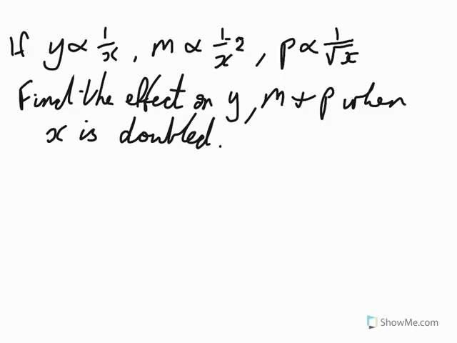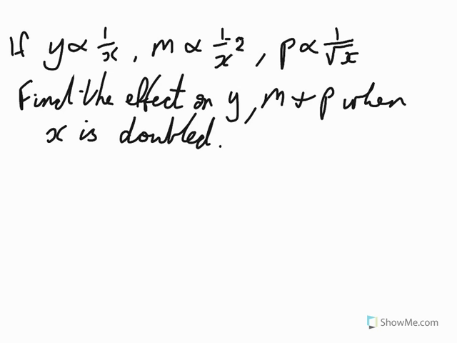Okay, so that's working with numbers, but sometimes you might be asked to find the effect. So here's an example. Okay, so we're told y is proportional to 1 on x, n is proportional to 1 on x squared, and p is proportional to 1 on root x. And we're asked to find the effect on y, m, and p when x is doubled. So what we're going to do is a comparison.